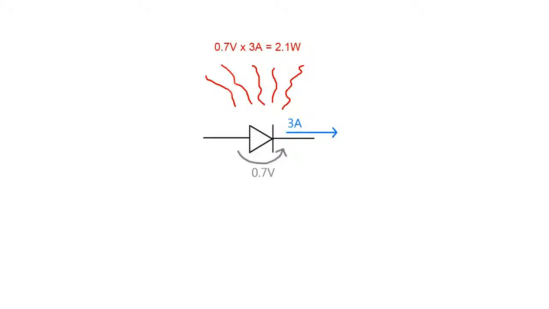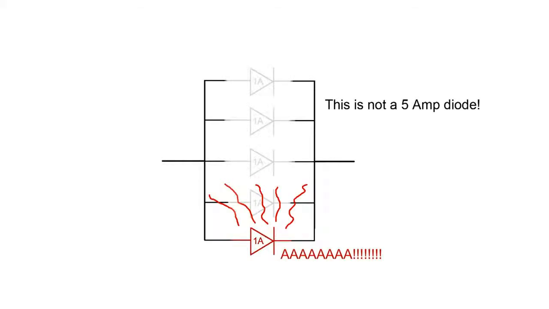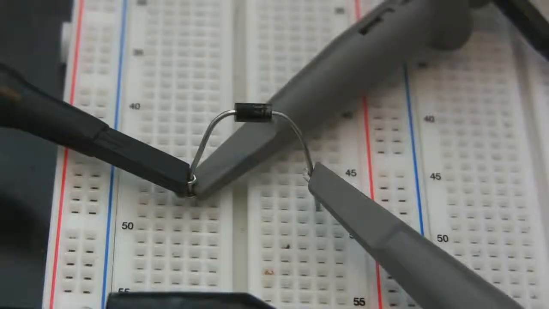But at 3 amps you're generating 2.1 watts of heat, which is quite significant, so you'll either have to use a bigger diode or use a diode with a lower forward voltage like a Schottky diode, and I'll cover those in another video. Incidentally, no matter what anyone tells you, you cannot reliably put diodes in parallel for more current. What happens is one diode ends up doing all the work, and the others just end up heat-sinking the other diode.